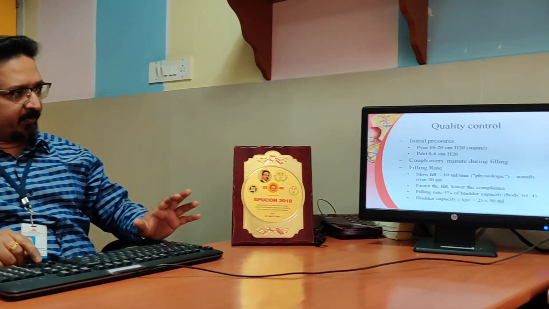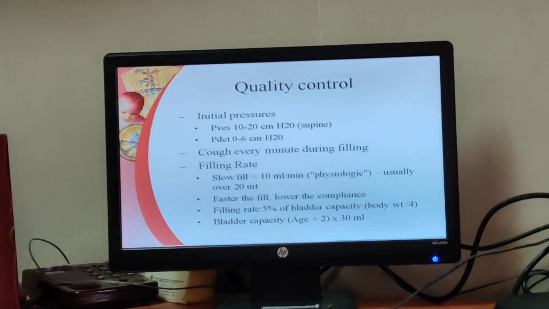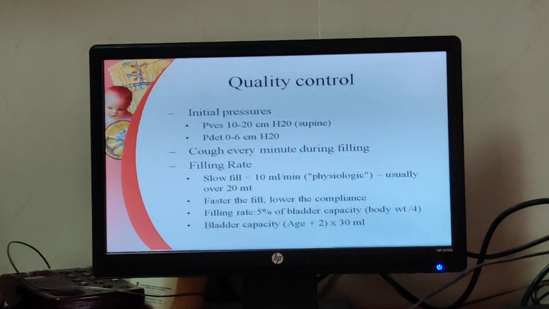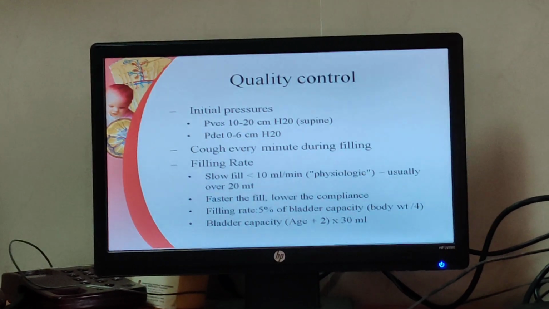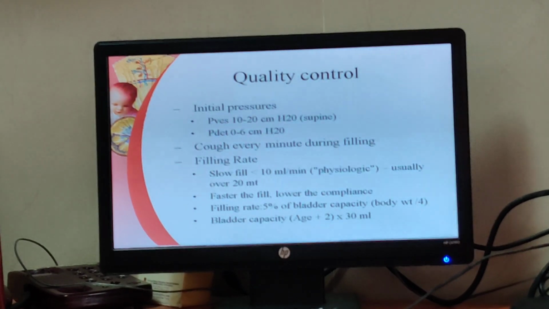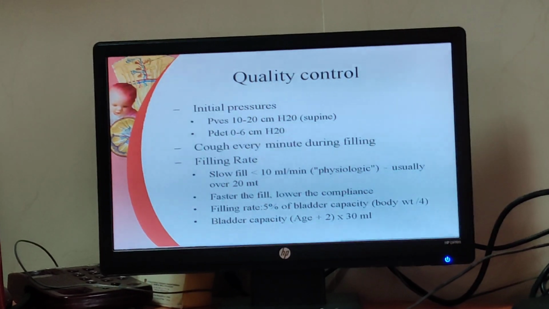So the quality control for a good urodynamic study is that the initial P vesical is around 15 to 20, and the initial P abdominal is around 10 to 15, so that when you subtract it, we get a P det of around 0 to 5. So P vesical and P abdominal are positive, and P det is also positive. So that is very important.